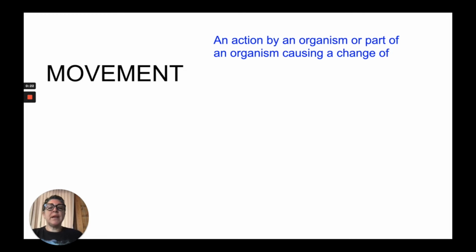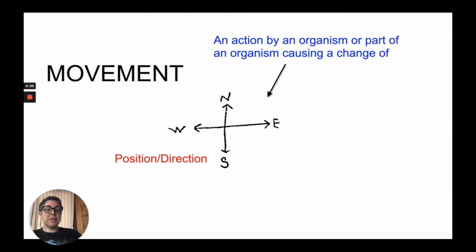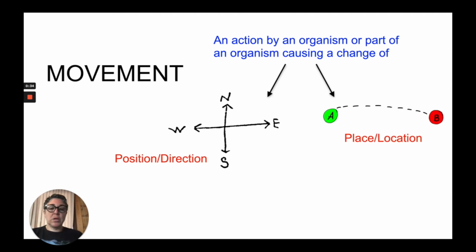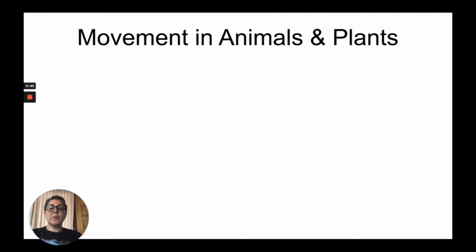Well, movement is an action by an organism or part of an organism causing a change of two things. One is the position or the direction. The second one is the place or the location. So let's understand what this difference is by looking at some specific examples. So we're going to look at movement in both animals and plants.